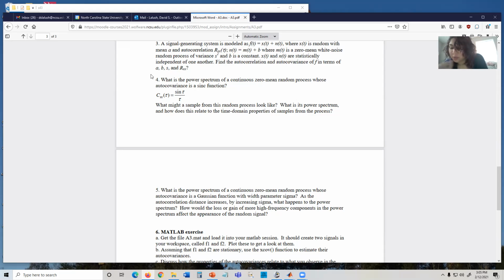Yeah. And then you would use the equation to solve for RNN of tau, right? So it would be the expected value of n of t times n of t plus tau. You multiply it out, but when we try to separate it to solve, I'm in a loop of just having to go one more step deeper, right? Because then you're going to have RMM as an element of that, right?